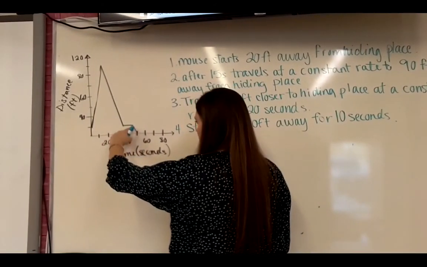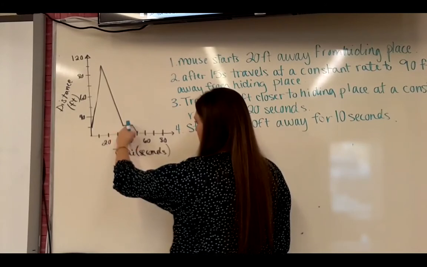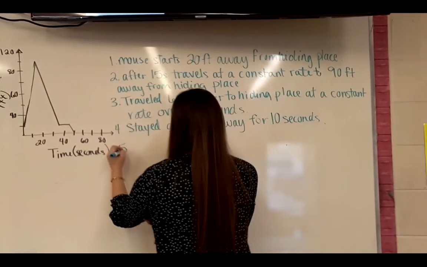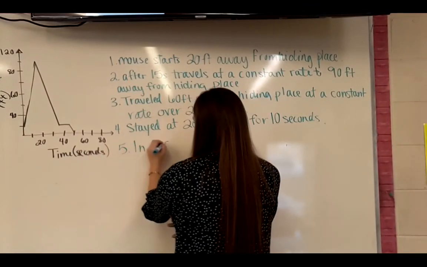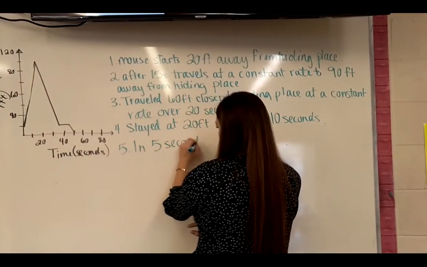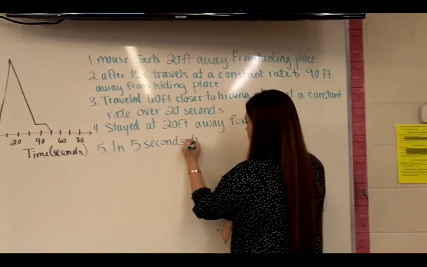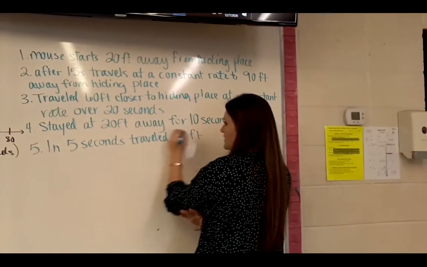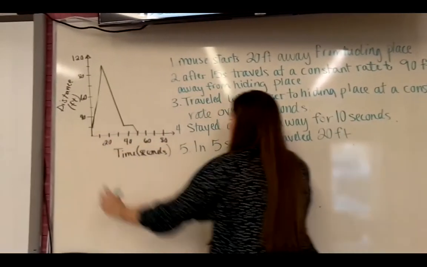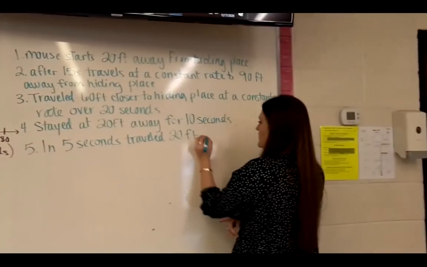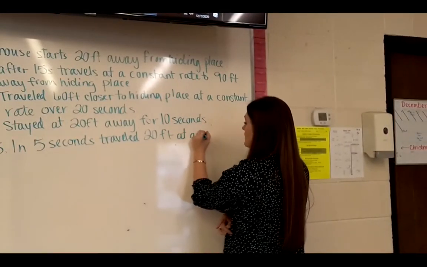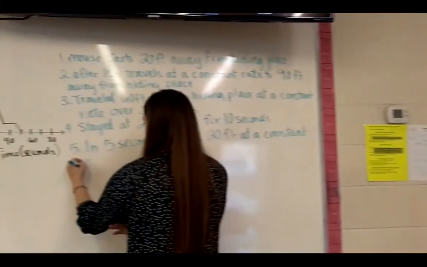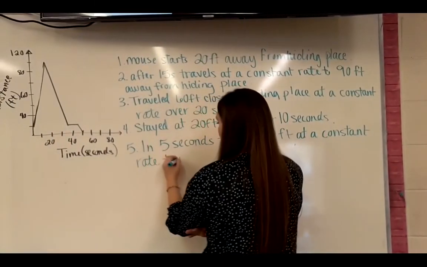And then in, let's see, 45 to 50, so in 5 seconds, traveled 20 feet, because we went from 20 down to 0. 5 seconds, traveled 20 feet at a constant rate to make it to the hiding place.